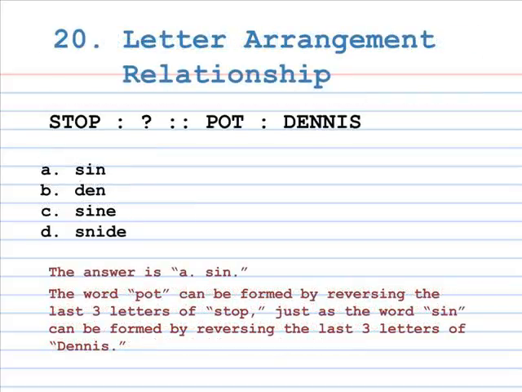20. Letter arrangement relationship. Stop is to: A, sin; B, den; C, sign; D, snide, as pot is to Dennis. The answer is A, sin. The word pot can be formed by reversing the last 3 letters of stop, just as the word sin can be formed by reversing the last 3 letters of Dennis.